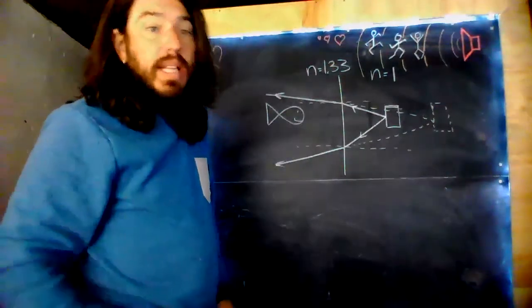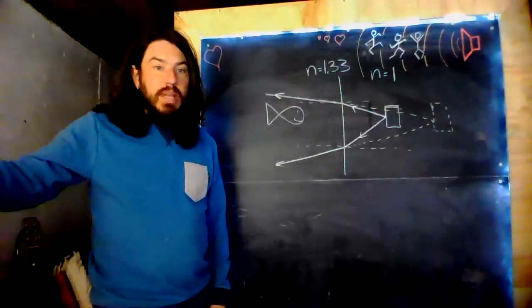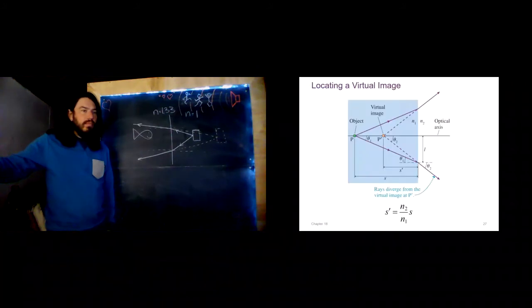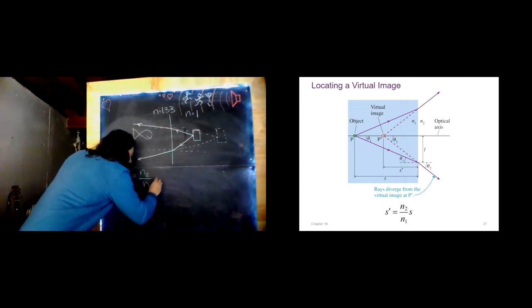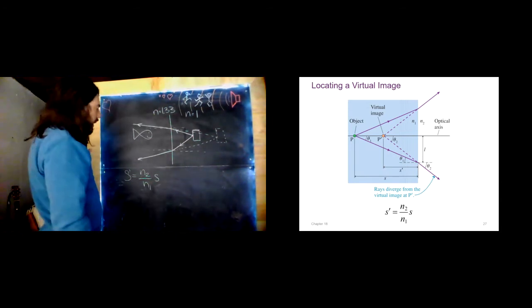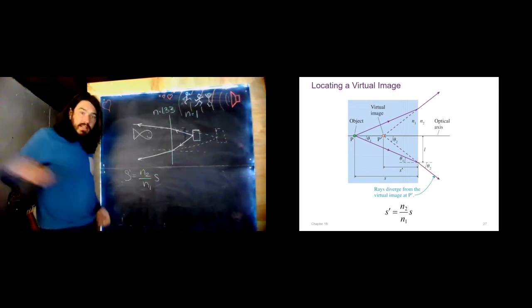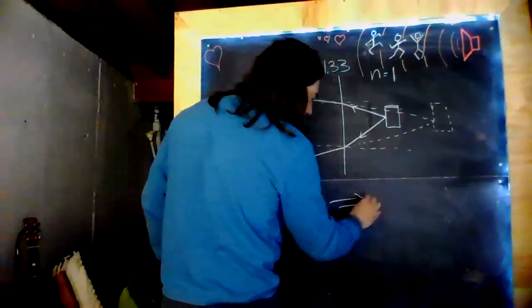And at this point, we really can just now plug in our equation. So let's take a peek at what that equation looks like again. Our equation is s prime equals n2 over n1 times s. And they gave us s prime. We are looking for s. So we can do a little bit of algebra.